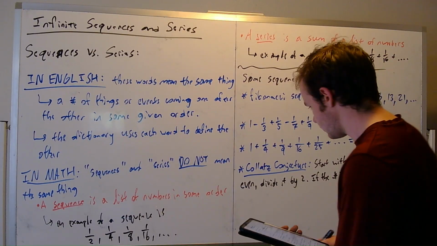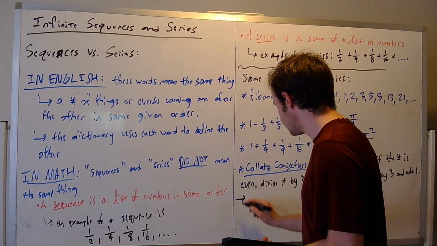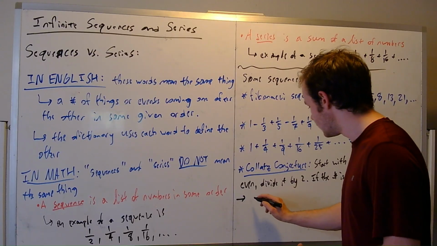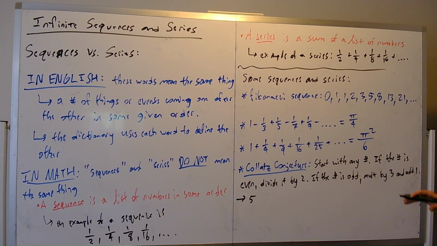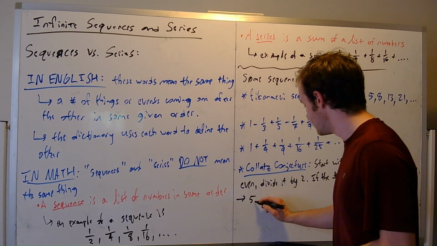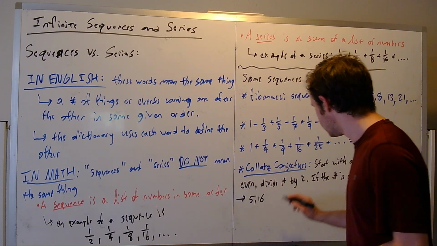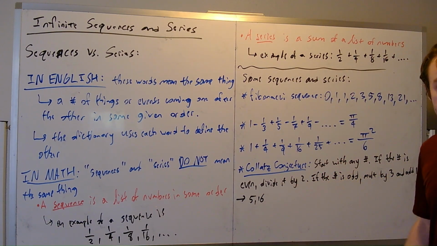So let's check this. Alright, so let's just start with a random number. I'm going to pick 5. And we're just going to follow this procedure that it says here. Right, this is a sequence because we're just getting a sequence of numbers. So I'm starting with 5. If it's odd, I need to multiply by 3 and add 1. So 3 times 5 is 15, add 1, you get 16. So that's an even number, so it says we need to divide it by 2.